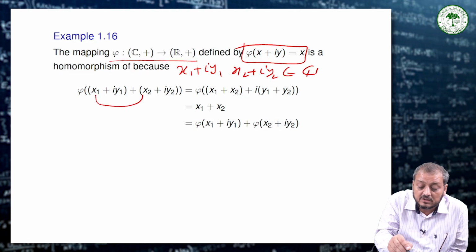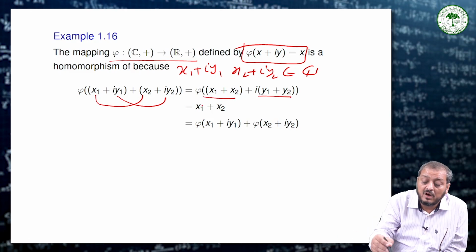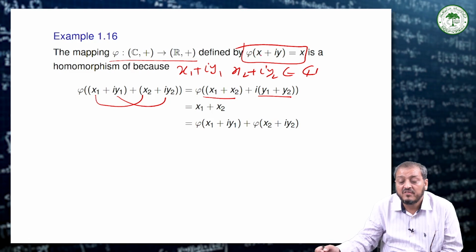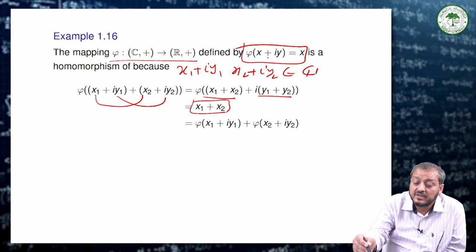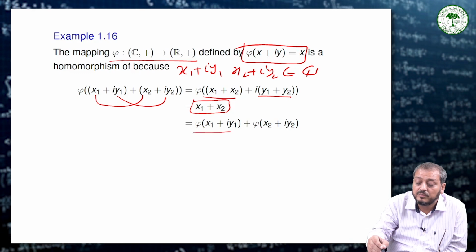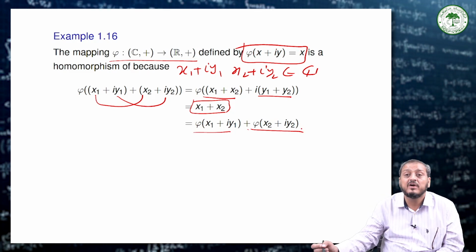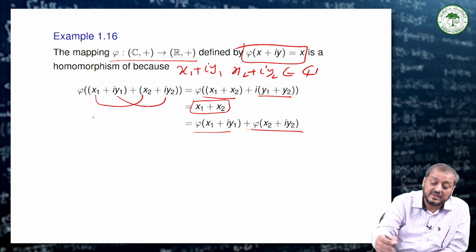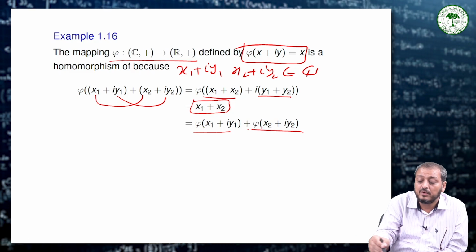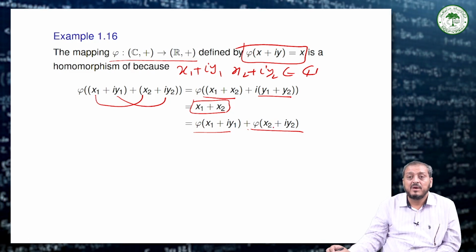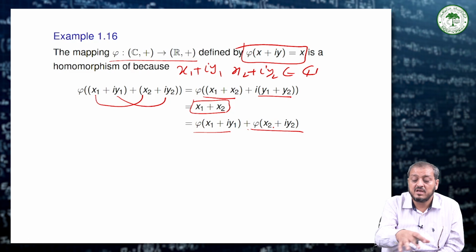Now we take the sum of these elements together: x1 plus x2, i(y1 plus y2). Because phi of x plus iy is defined as x, we can write this as x1 plus x2, and by the definition, x1 can be written as phi of x1 plus iy1, and phi of x2 can be written as phi of x2 plus iy2. So by this we can say that if we take two different elements of this complex number, the sum is preserved, which means the mapping is preserving. So in this case, this is clearly a homomorphism.